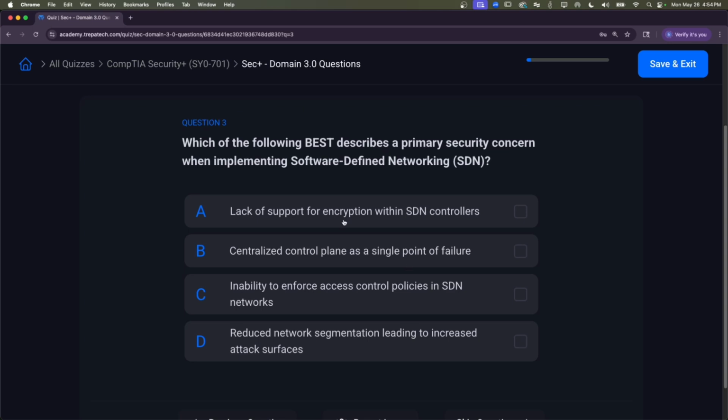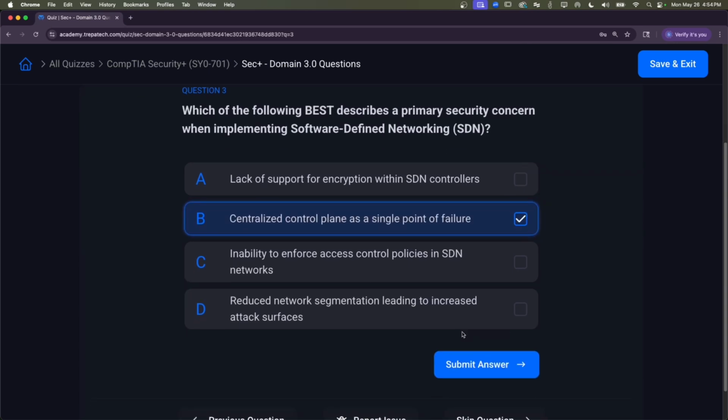So there is encryption in that. We can enforce the access control with SDN, right? Makes it a little easier. Reduce network segmentation? No, network segmentation doesn't go away, right? It just means that how we modify is at a central place, but that doesn't mean the actual data plane can't be segmented. So I'm going to go with B here.